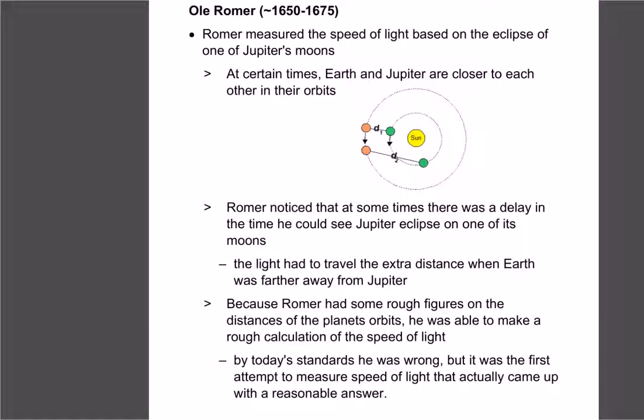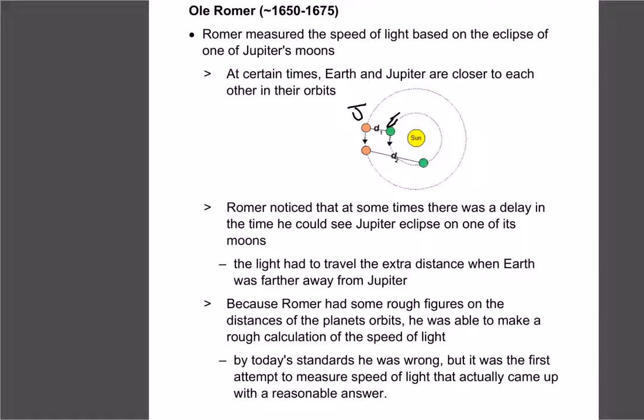So what he kind of proposed then is, we know that our distances are changing. So in this little map, if Earth is the green one and Jupiter is the orange one, when they're close together, we have a closer distance, but then later in the year, you can see the distance would be quite a bit larger. So Romer figured out that the time delay that we were getting with the eclipses was actually due to the distance the light had to travel to get to us.